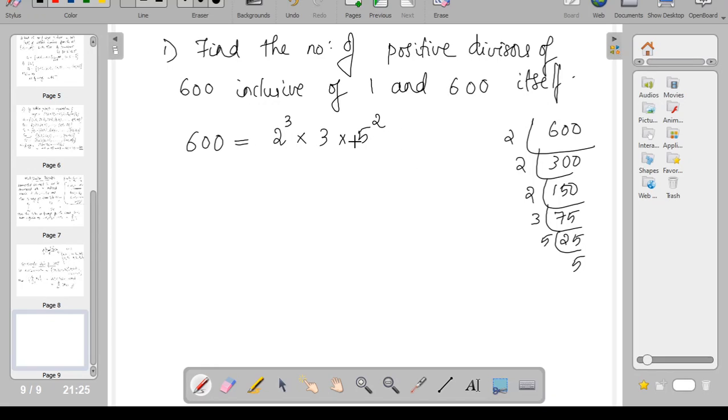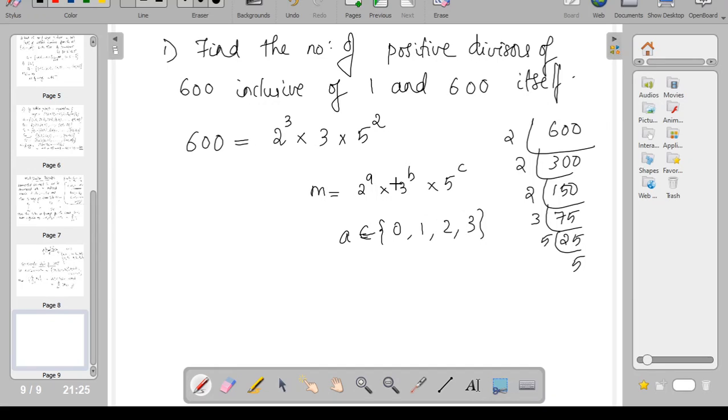So here any divisor of 600 will be of the form m equal to 2 raised to a into 3 raised to b into 5 raised to c, and a can take the possible values. A need not be a power of 2. So if I take 3 into 5 square, 3 into 5 square will be a divisor of 600. So a can take the values 0, 1, 2, 3. So these are all the possible values for a.